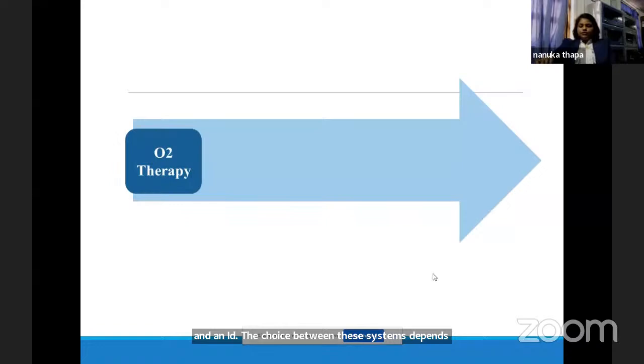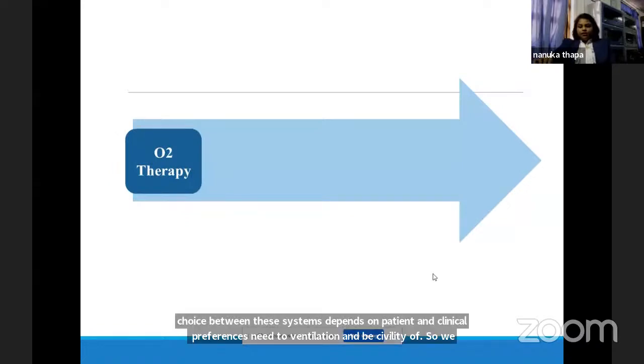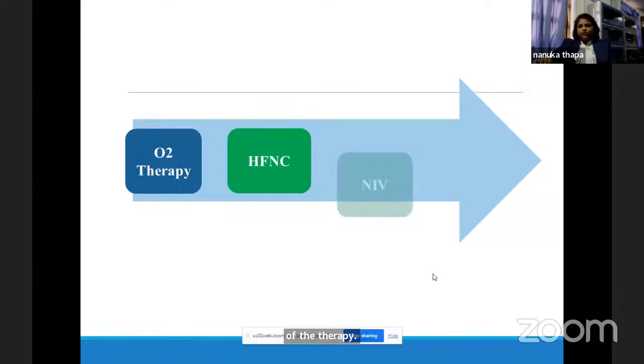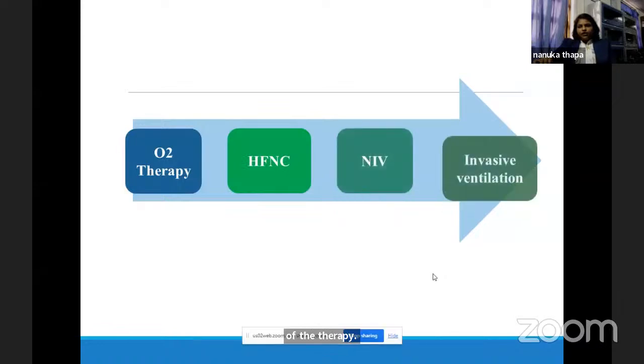So here goes, not a flow chart, but you can say the initiation of the therapy. Start with low flow oxygen therapy. If oxygenation is not maintained, go to high flows. Change to NIV and then to invasive ventilation when required.